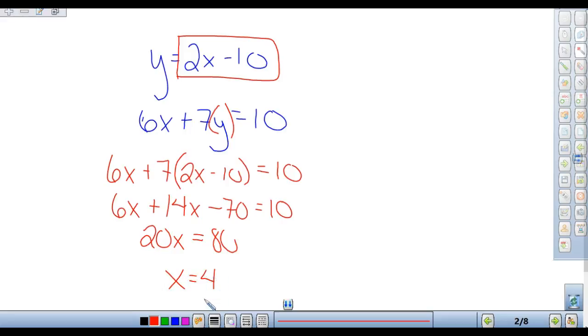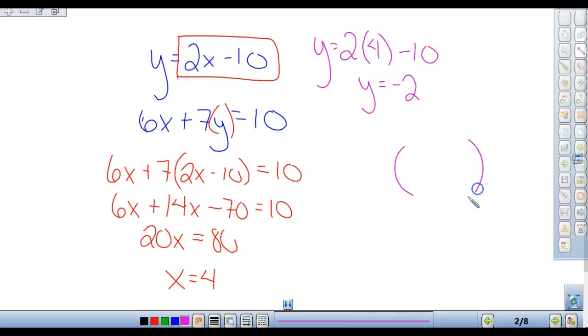4. So once I have x, what am I going to do with it? I'm going to plug it in up here. So y equals 2 times, what is x? 4 minus 10. So 2 times 4 is 8, minus 10, negative 2. So my solution point is 4, negative 2. Sounds bad, right?